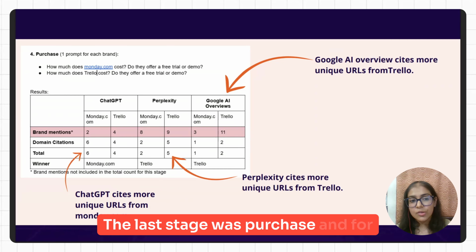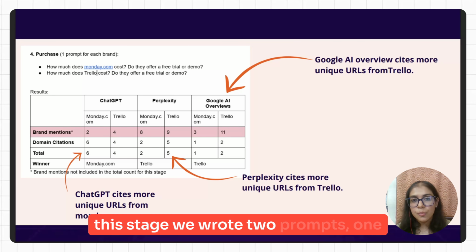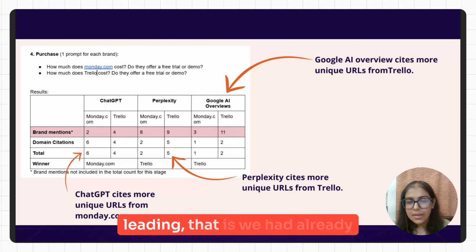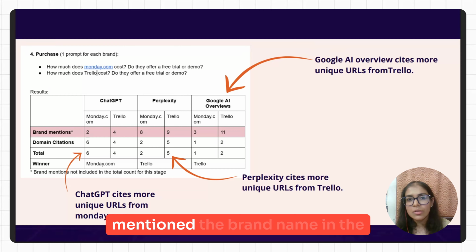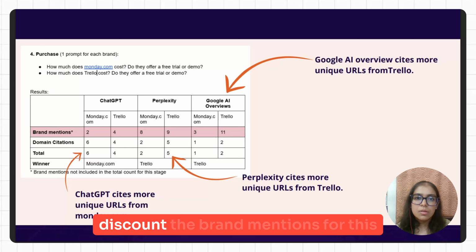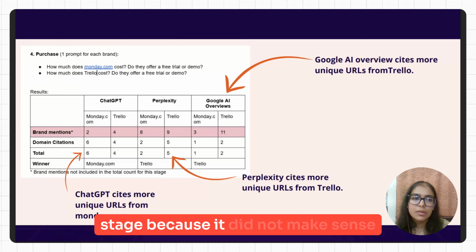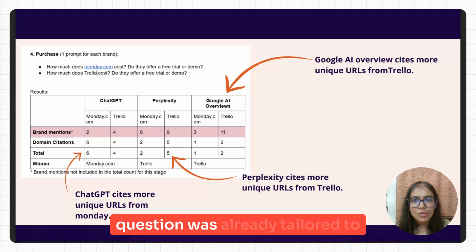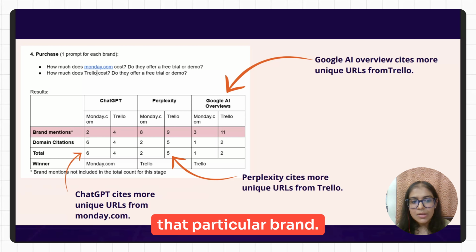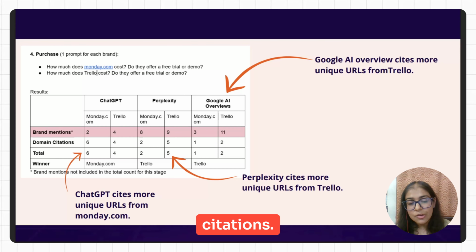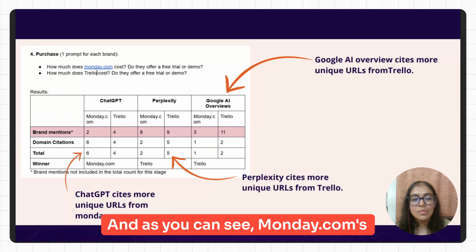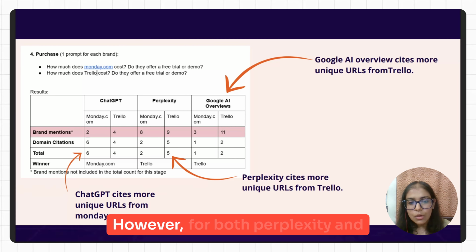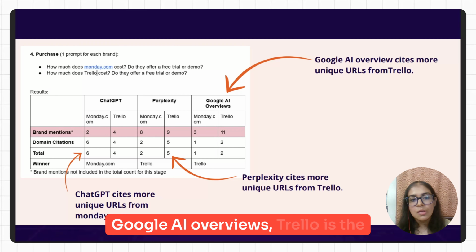The last stage was purchase. And for this stage, we wrote 2 prompts, one for each brand. And since our prompts were already leading, that is, we had already mentioned the brand name in the prompt itself, we decided to discount brand mentions for this stage because it did not make sense for us to count how many times the brand was being mentioned when the question was already tailored to that particular brand. So we only focused on domain citations. And as you can see, Monday.com's domain citations are much higher than that of Trello for ChatGPT. However, for both Perplexity and Google AI overviews, Trello is the winner.